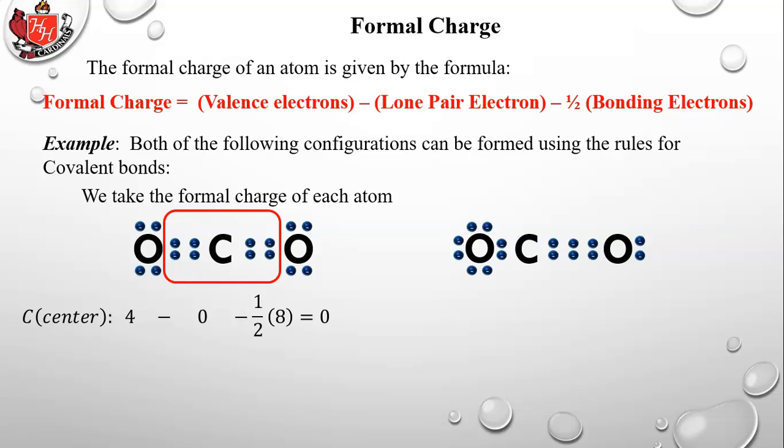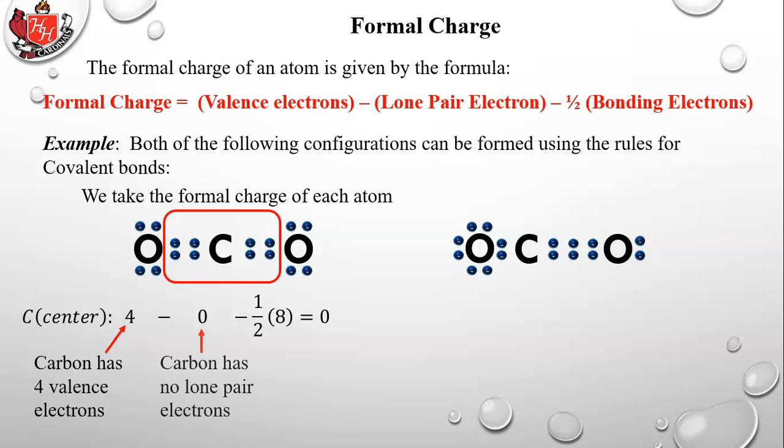So you take half of that; half of those belong to carbon, and then half of them belong to each of those oxygens. So that's 1/2 of 8. That gives you 4, so 4 minus 0 minus 4 gives you 0. So that carbon is very stable. It's feeling the number of valence electrons that it likes to have in its natural state, which is 4.